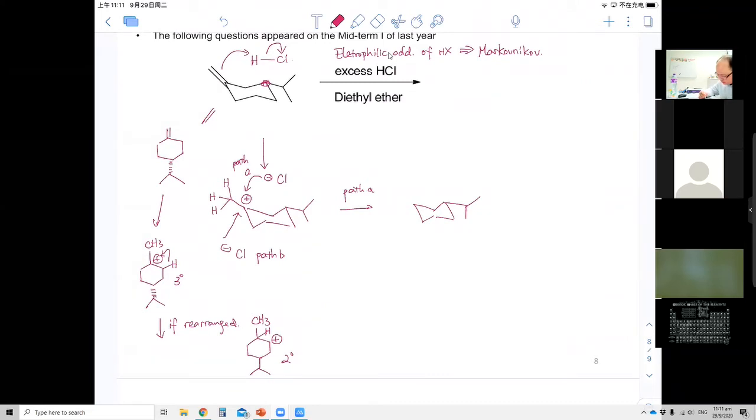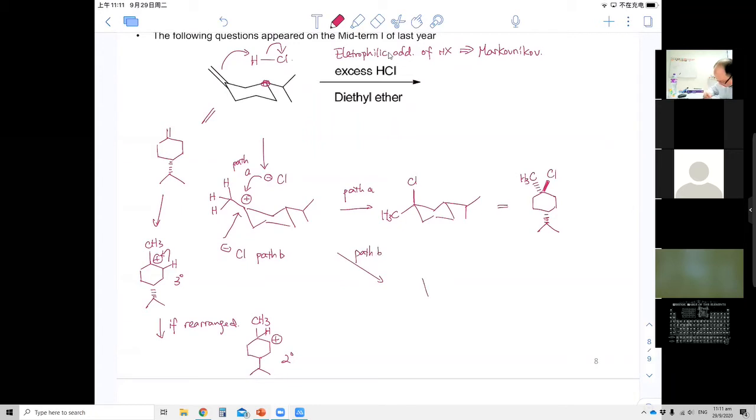So the chloride is on the top face. In this one, this carbon chloride is on the top face, and the methyl in the equatorial position. And if you draw it in the ring, the chloride will be on the top, methyl below, and the isopropyl also below. Okay, and then what about path B?